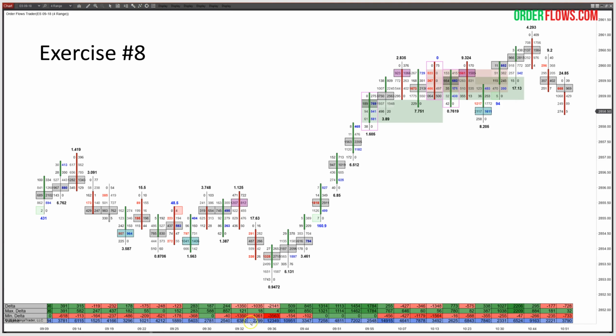Okay, well, you should see down here you've got the strong negative deltas: minus 1350, minus 1035, then minus 2141. And then right on this low, strong negative delta, and then it starts turning positive: 509, 845, 1314, right in here. So we're making a shift from the supply-driven market as the market's going down to a demand-driven market. You even have a delta surge going on in here as well.